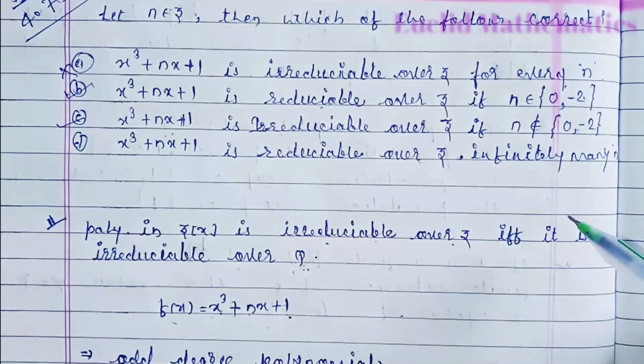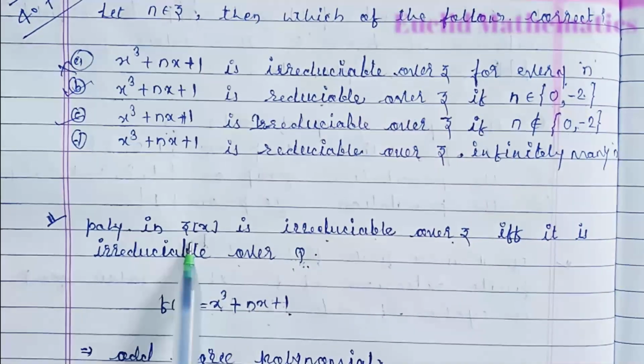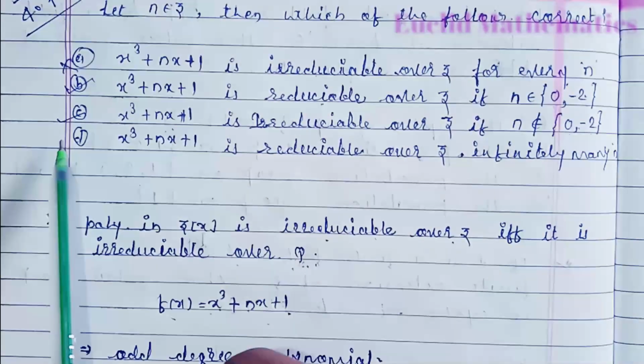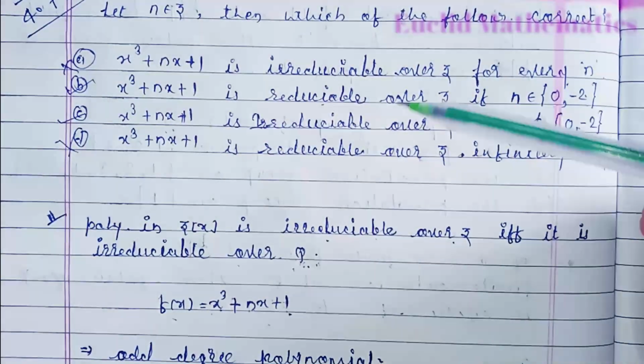We checked it over Z, and you all need to remember that an integer polynomial irreducible over Z means irreducible over Q. Both are the same. So option D is wrong. So the correct options are B and C.